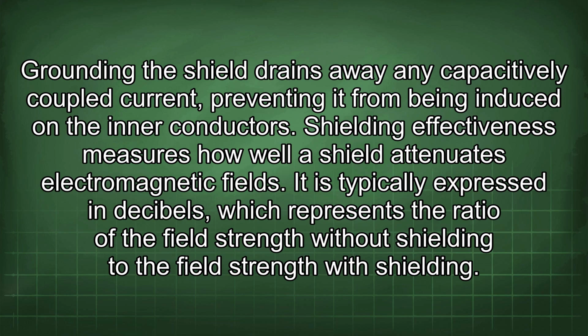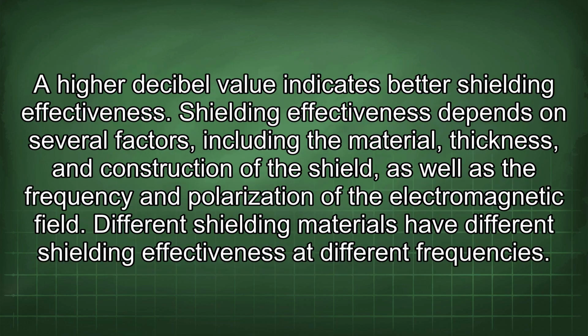Shielding effectiveness measures how well a shield attenuates electromagnetic fields. It is typically expressed in decibels, which represents the ratio of the field strength without shielding to the field strength with shielding. A higher decibel value indicates better shielding effectiveness.